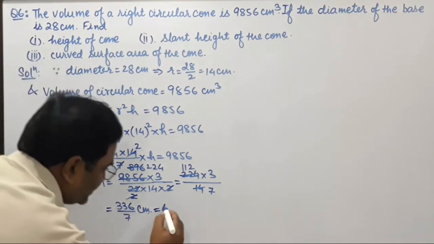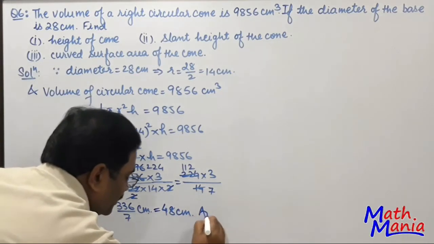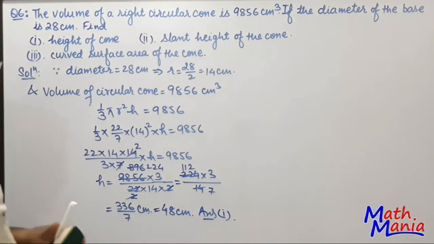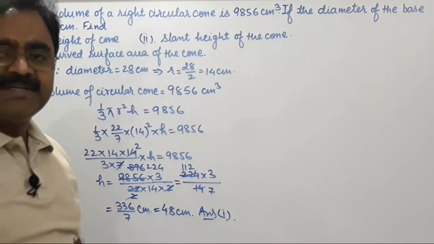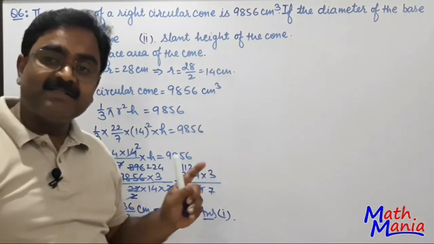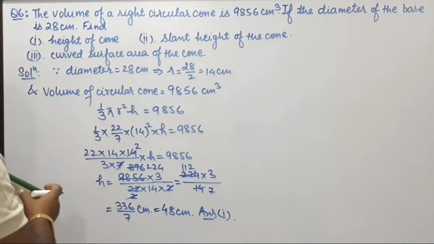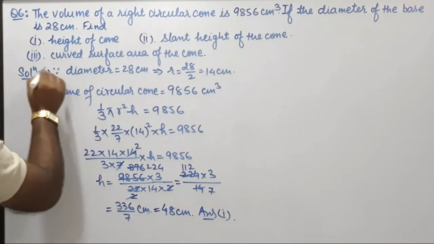Now 7 8 is 56. So we got the height is 48 centimeter, which is the answer of the first part. Right, friends? This is the answer of the first part. Now we are going to start the second part of it.